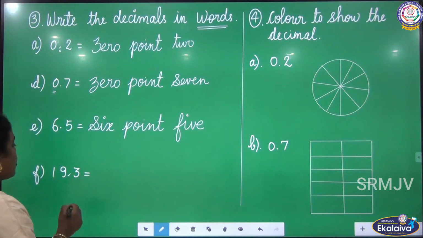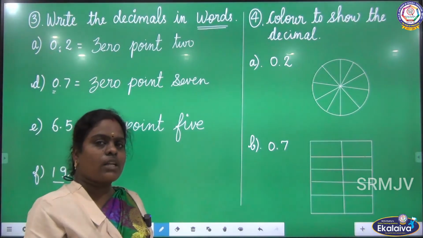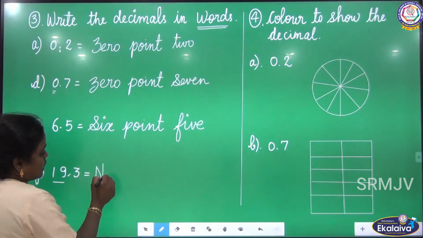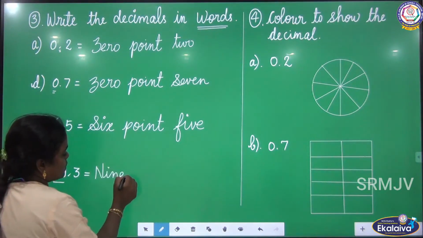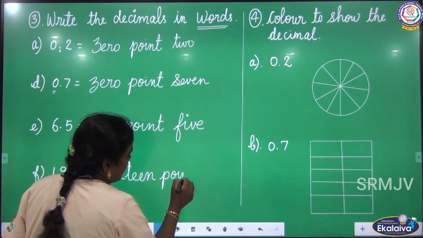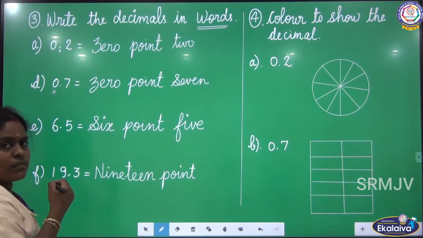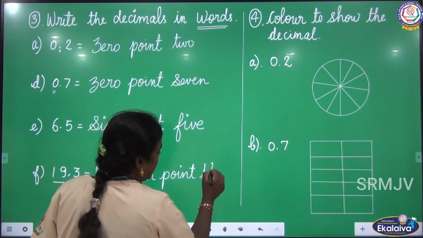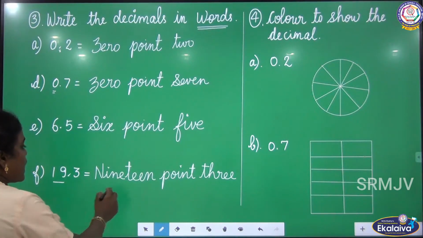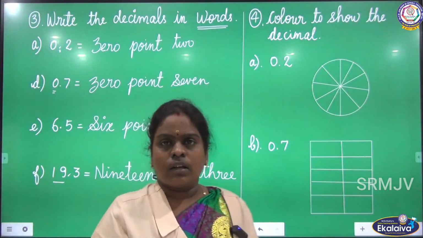19.3. Look at the whole number part. We have 2 digits. Whatever you have, you just write down the given name. That is 19. N-I-N-E. 19. Point. You must write the word point. 19 point. In the decimal we have 3. T-H-R-E-E. So the given decimal number is 19.3.